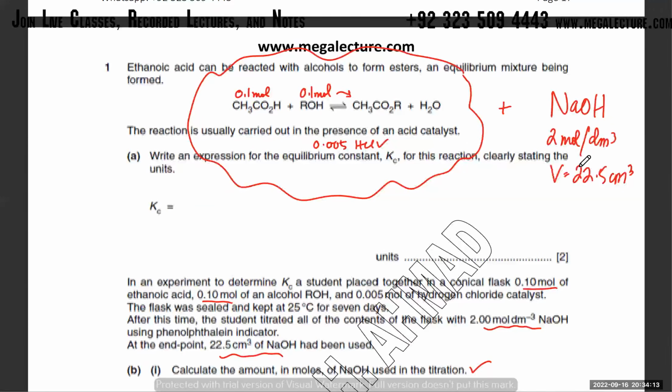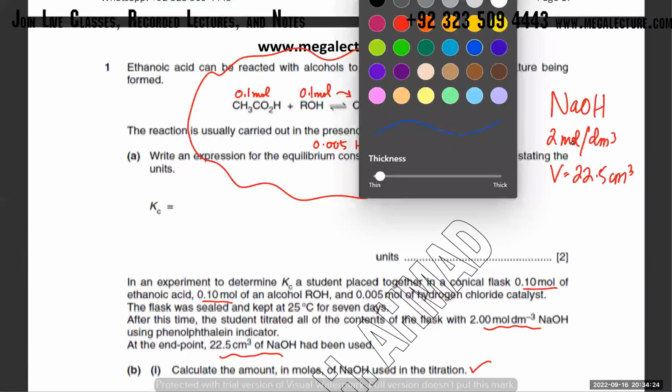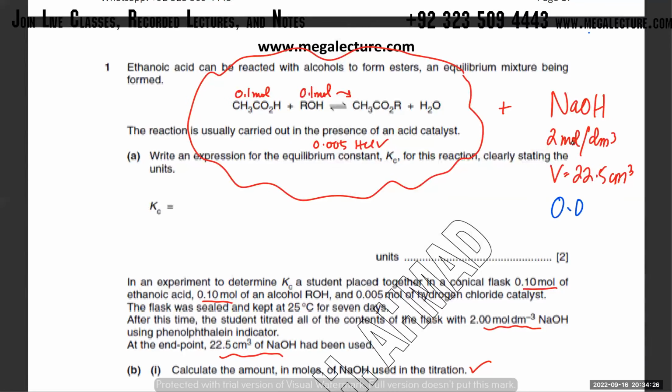What's 45 divided by 1,000? 0.045. So my moles are 0.045 moles.